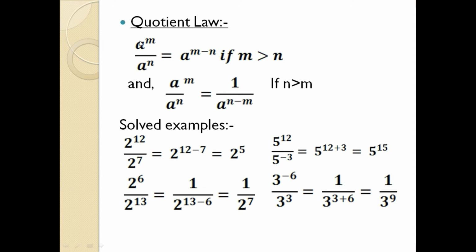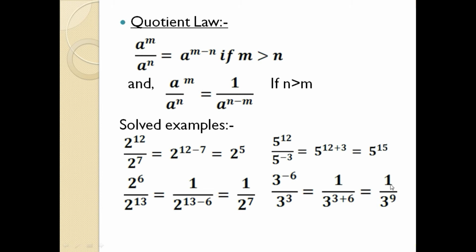Here also the base is the same, only the powers are different. 2 raised to 12 divided by 2 raised to 7 is equal to 2 raised to 12 minus 7, so it is 2 raised to 5. 5 raised to 12 divided by 5 raised to minus 3 is equal to 5 raised to 12 plus 3, so it is 5 raised to 15. 2 raised to 6 divided by 2 raised to 13 is equal to 1 upon 2 raised to 13 minus 6, which is 1 upon 2 raised to 7. 3 raised to minus 6 divided by 3 raised to 3 is equal to 1 upon 3 raised to 3 plus 6, which is 1 upon 3 raised to 9.